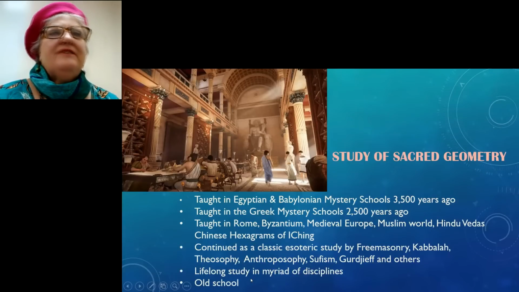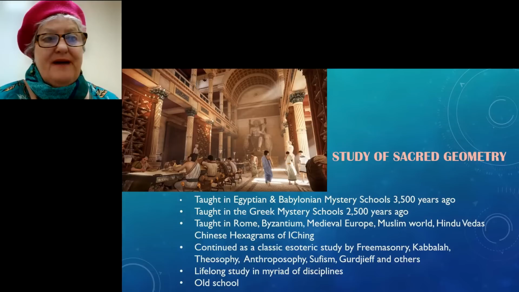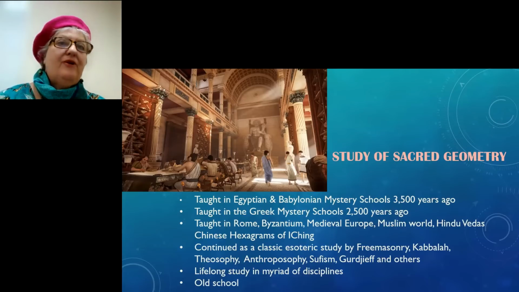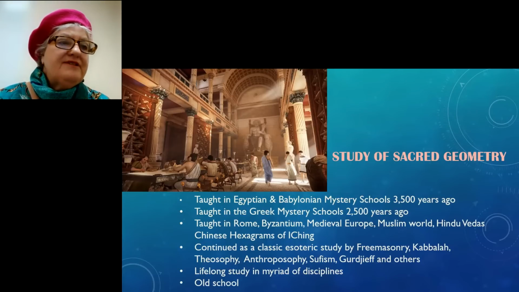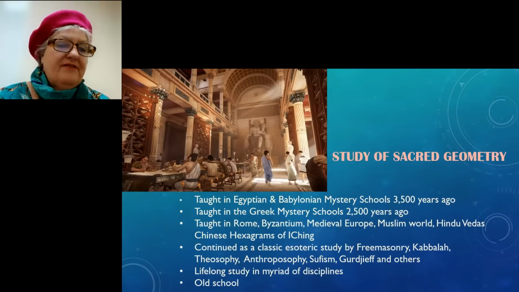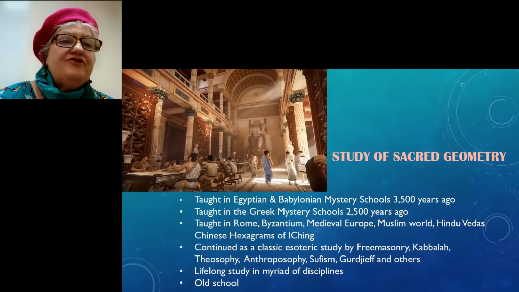So the study of sacred geometry has a long tradition. It was taught in Egypt and Babylon mystery schools 3,500 years ago. It was taught in the Greek mystery schools 2,500 years ago. It was taught in Rome, Byzantium, medieval Europe, the Muslim world, the Hindu Vedas, the Chinese hexagrams of the I Ching. And it continues as a classic esoteric study in Freemasonry, Kabbalah, Theosophy, Anthroposophy, Sufism, the work of Gurdjieff, and many others.